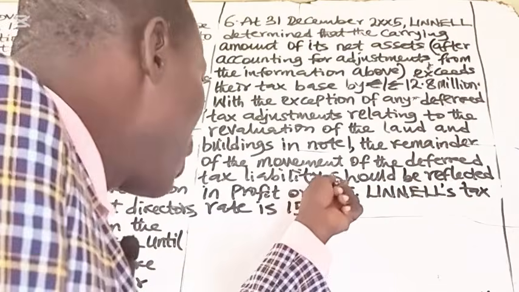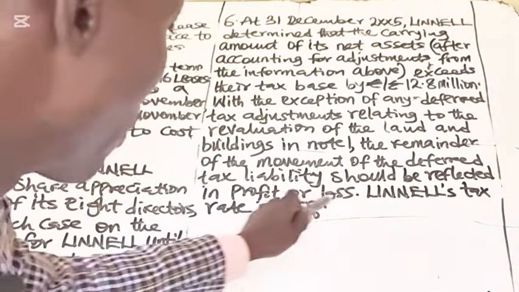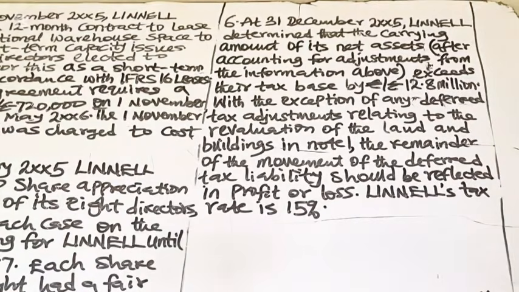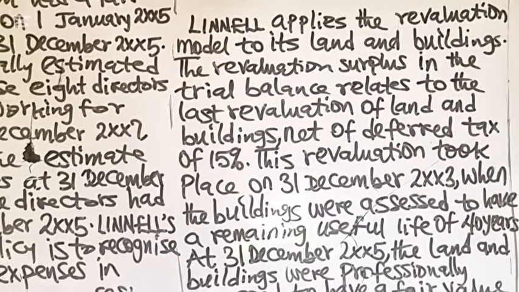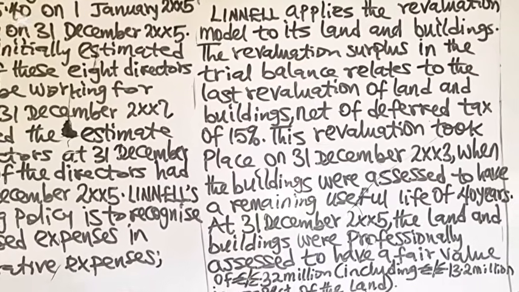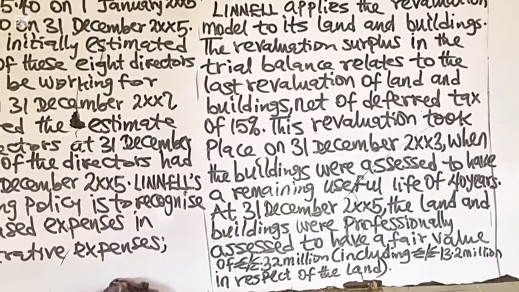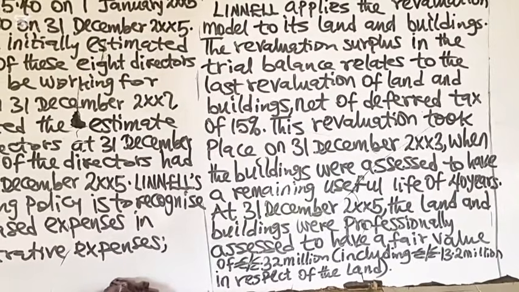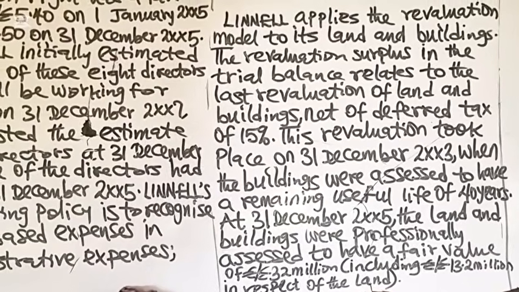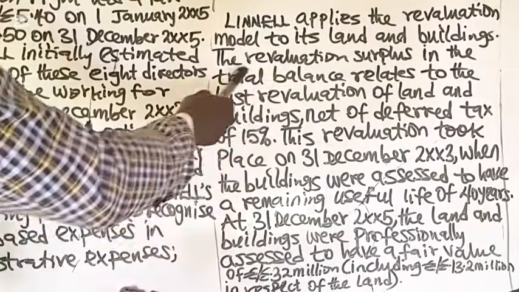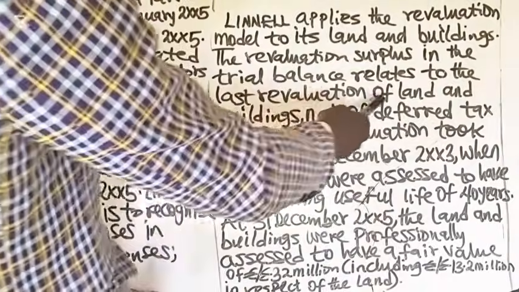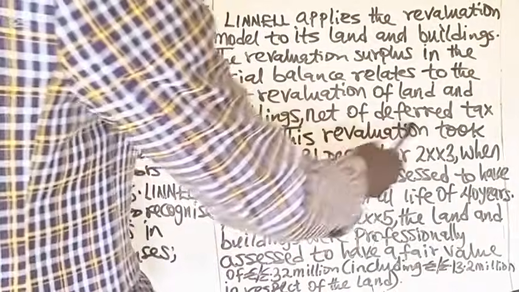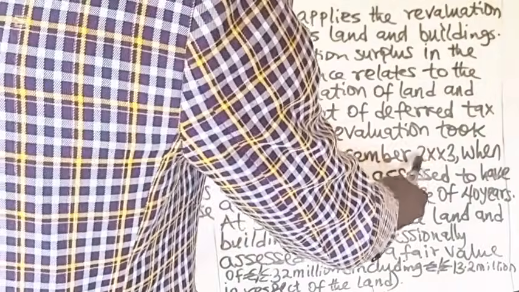So now, how much was that revaluation that took place in note 1? Let's go to note 1 now. From note 1, you were told that Lease applies the revaluation model to its land and buildings. The revaluation surplus in the trial balance relates to the last revaluation of land and buildings net of deferred tax of 15%. This revaluation took place on December 2003.